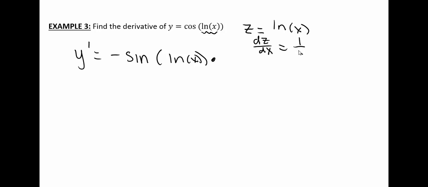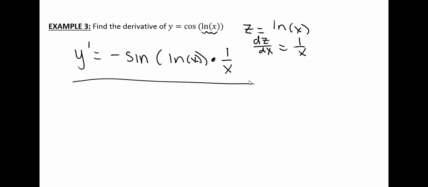So I need to find the derivative of this function. The derivative of the natural log is 1 over x. So this is going to be multiplied by 1 over x. Again, I'm not going to do any further simplification here. I cannot multiply the 1 over x into the sine function. Whatever's inside stays inside and nothing else gets added in. And the negative is already in the front. So here my final answer is negative sine of the natural log of x times 1 over x.